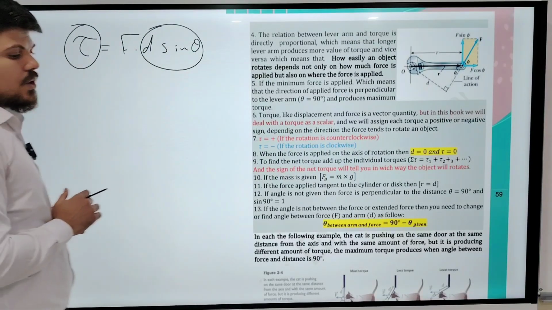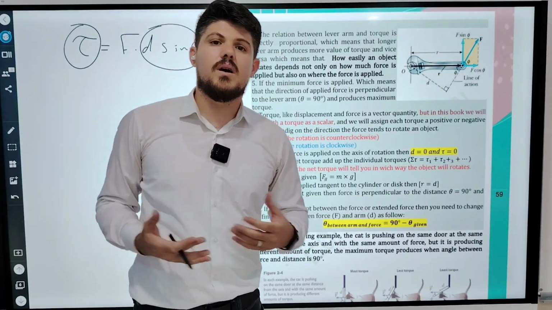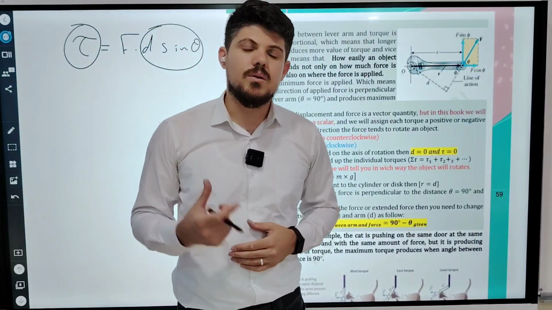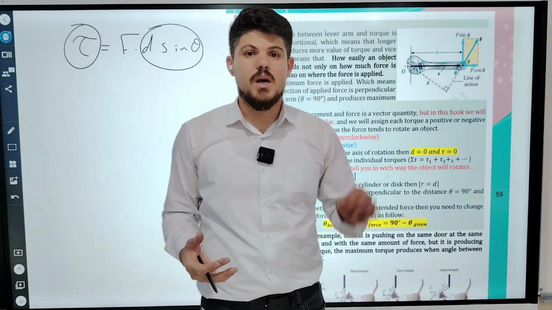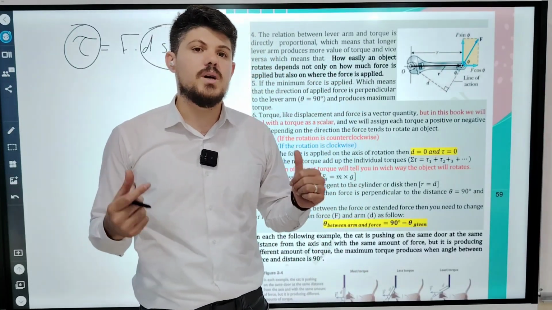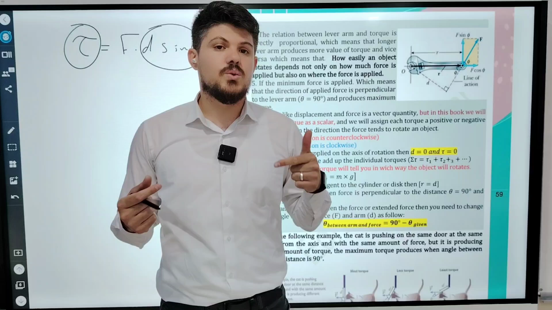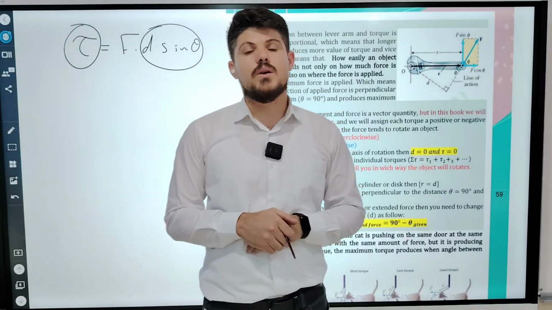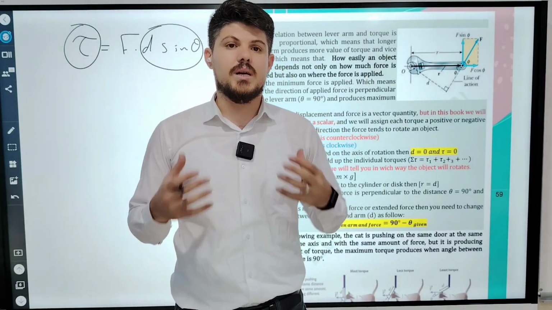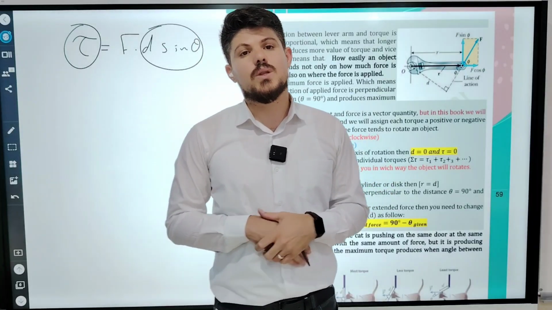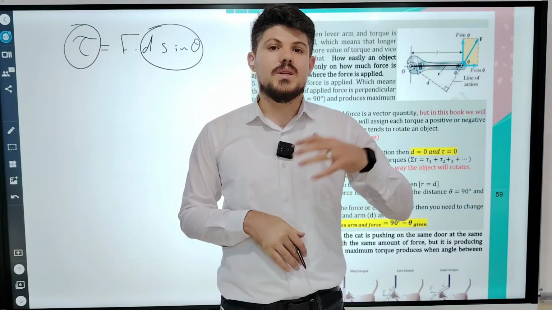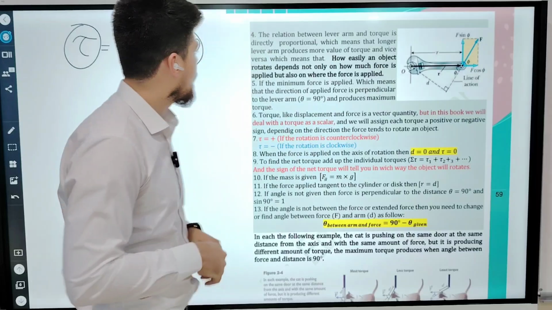We also studied lever arm. What is lever arm? Lever arm is a perpendicular distance. Always perpendicular? Yes. It is the perpendicular distance from the axis of rotation to the line drawn of the force, or you can say the perpendicular distance from the axis of rotation to the force, or to the extension of the force.